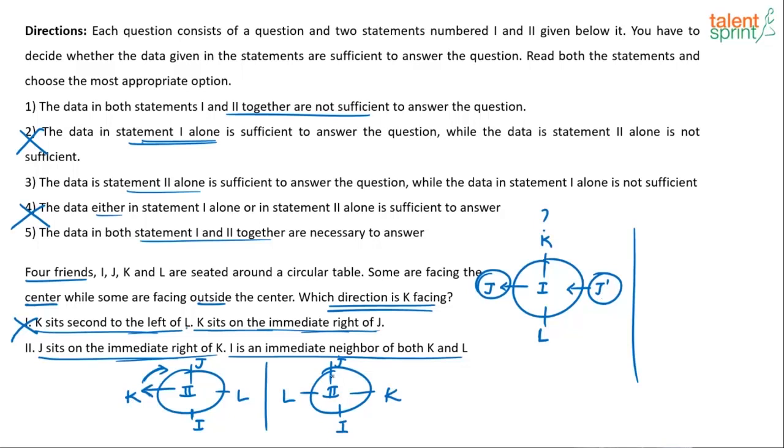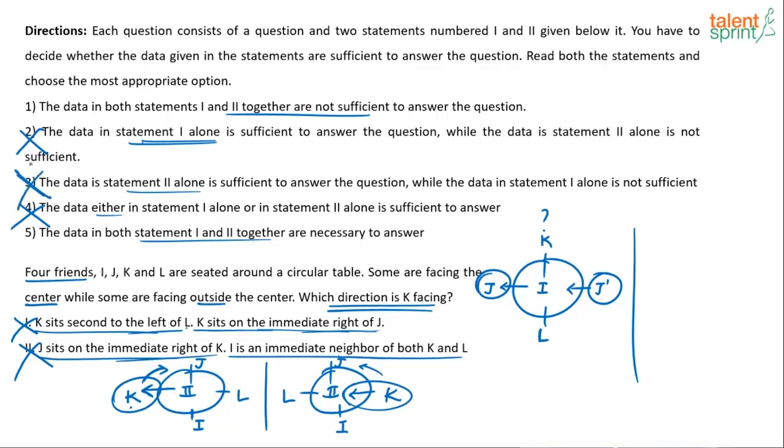But in this possibility, right of K is anti-clockwise. When is the right anti-clockwise? When the person is facing center. So the point is, statement 2 alone, while it gives us the direction of K, both the possibilities are coming out. K facing outwards is there, K facing inwards is also there. So is statement 2 alone sufficient? No. 2 alone is not sufficient.